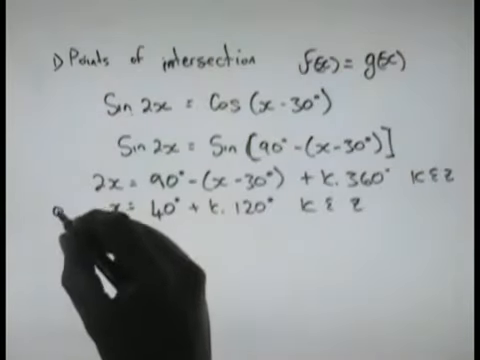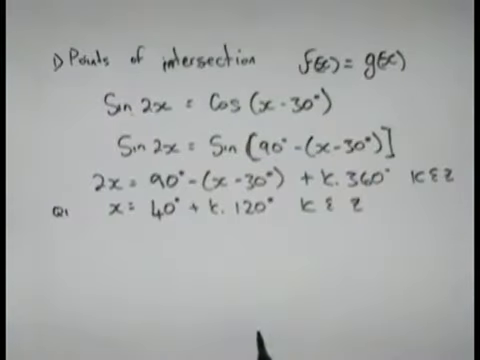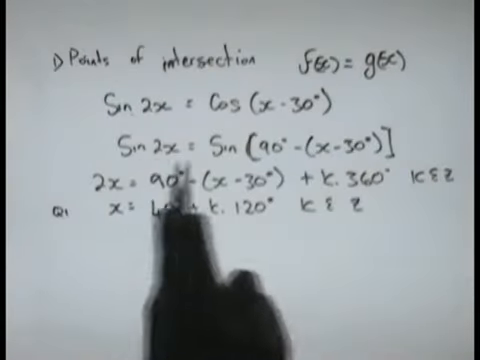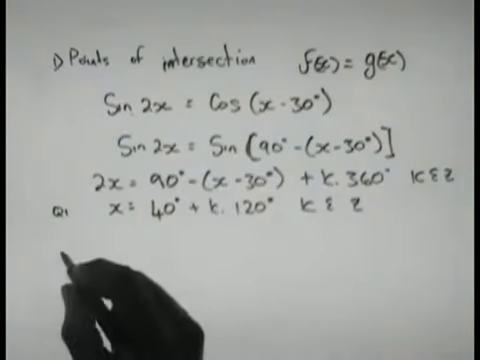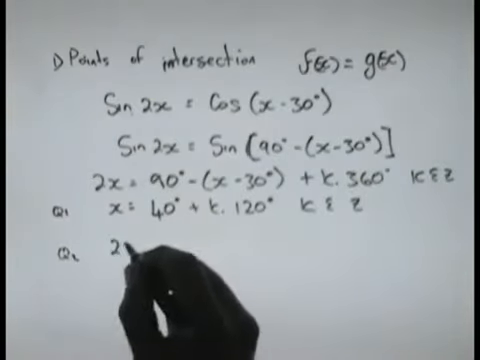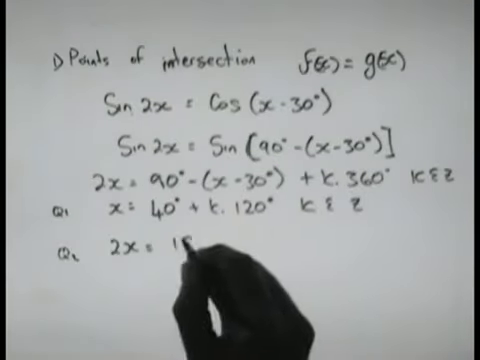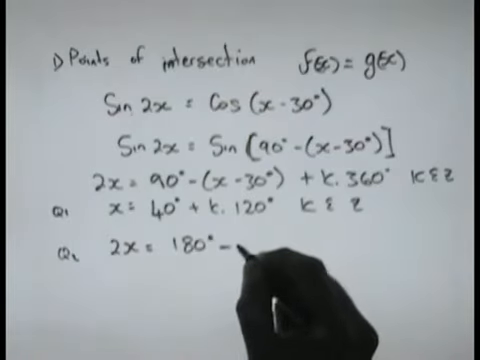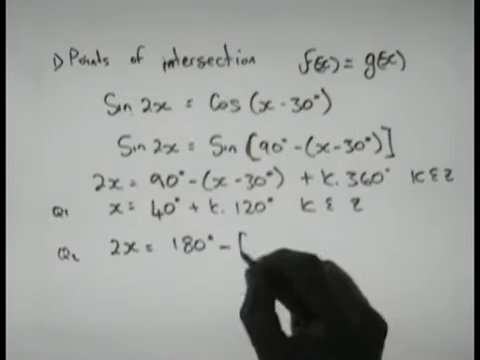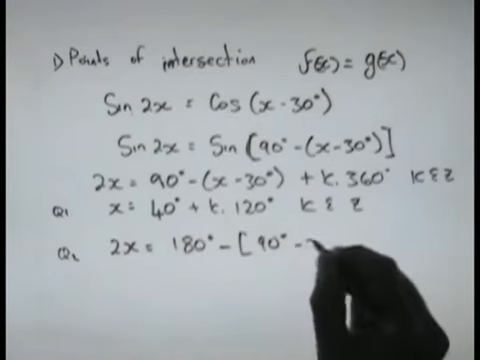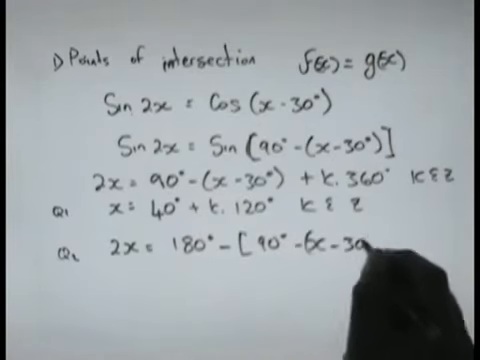This is only one solution. This is our quadrant 1 solution. Where else does sine operate as positive? In quadrant 2. That means that 2x is equal to 180 degrees minus (90 degrees minus (x minus 30)).